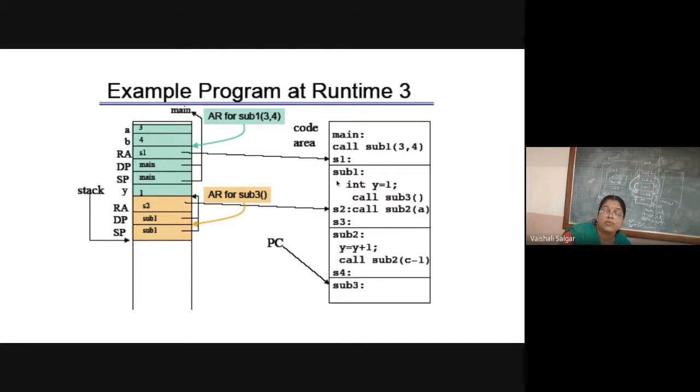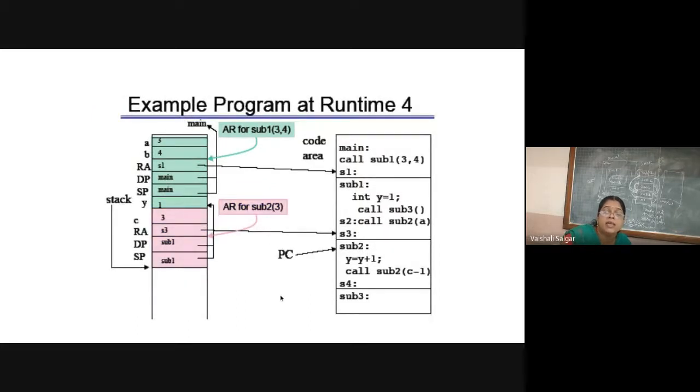When from sub1 we are calling sub3, the activation record for sub3 will have the return address. For sub3 there is nothing else, so it will store the return address, dynamic pointer and static pointer. SP indicates the access link or the control link. As I already mentioned, the names are used interchangeably. After sub3 is completed, there is a call to sub2. Is that clear?